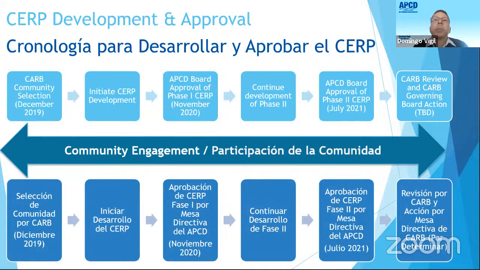This slide shows the Community Emissions Reduction Plan timeline. The Portside community was nominated for this program by APCD and was selected by CARB to participate in December of 2019. Since then, the APCD has been working with the California Air Resources Board, or CARB, and the steering committee to develop the Portside emissions reduction plan. Last November, the Air Pollution Control Board approved phase 1 of the CERP, which included a set of early actions that are currently being implemented.